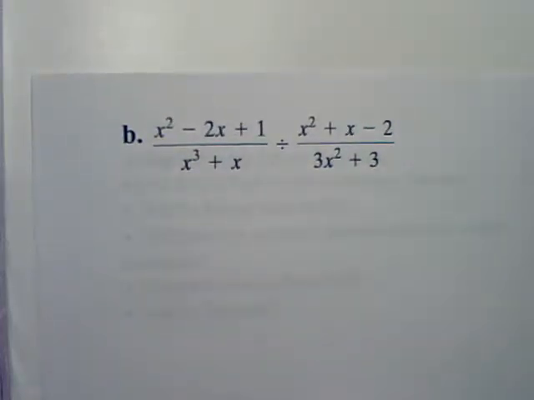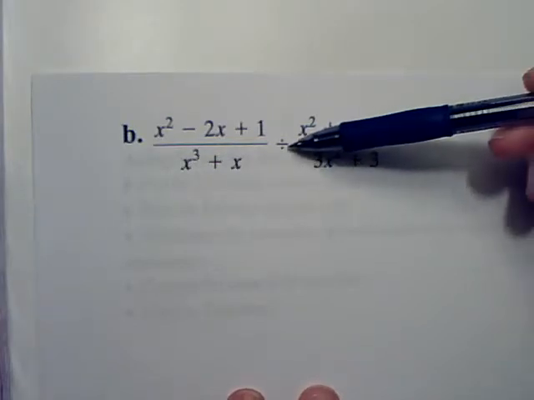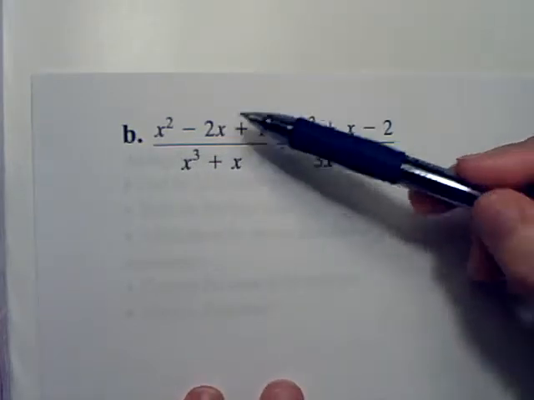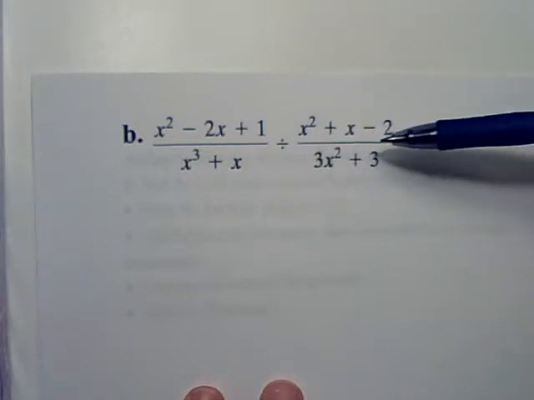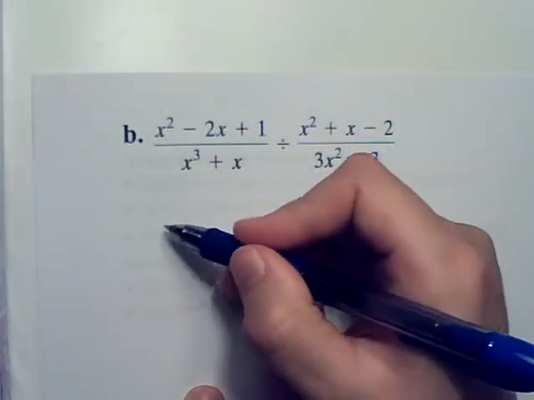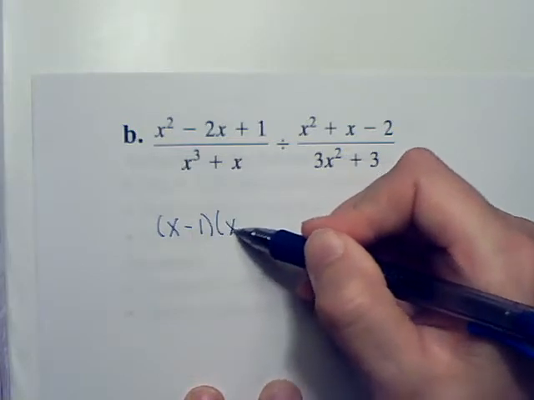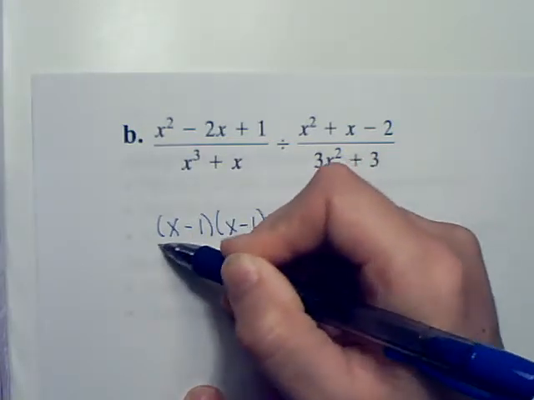Okay, so very similar problem here, except this is division. All right, so for division, again, we're going to keep the first fraction the same, and then flip the second fraction, multiplying by the reciprocal. So as I do this, I'm going to factor as well, just to save some time. So this would end up being, you could write it as x minus 1 squared, but I'm going to write it as x minus 1 and x minus 1.